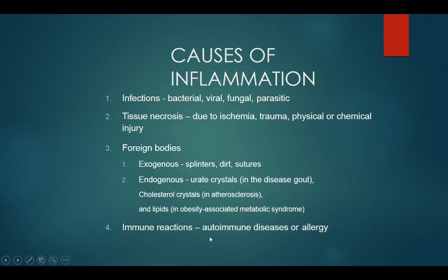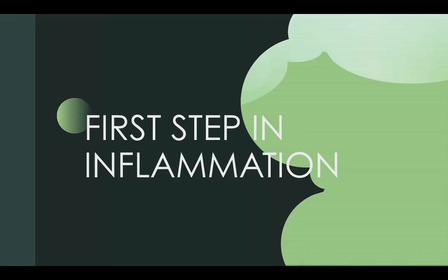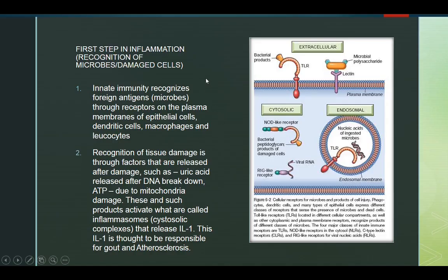And there are some immune reactions. I told you about autoimmune diseases or allergy which cause inflammation. So what is the first step in inflammation? That is the recognition of microbes or damaged cells. There are receptors like toll-like receptors, lectin receptors, and RIG-like receptors. These three receptors are actually responsible for detecting these organisms, and then they will present these molecules to the inflammasome complex, which will further take over the destruction of these organisms.